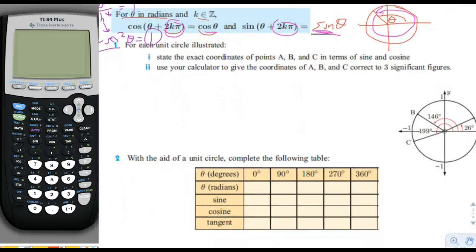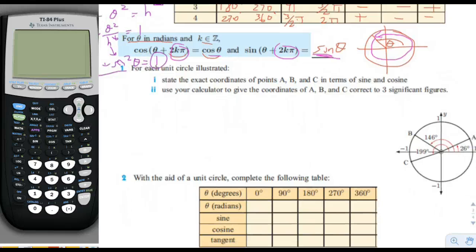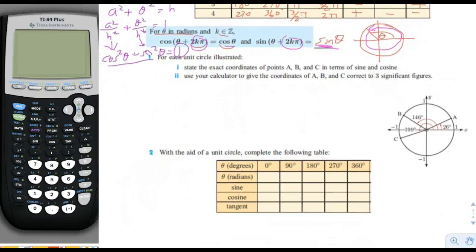For each unit circle illustrated, state the exact coordinates of the point A, B, and C in terms of sine and cosine. Use your calculator to give the coordinates of A, B, and C correct to 3 significant figures. Okay, so let's see. We have the unit circle drawn here. And A is 26 degrees is theta. B is 146 degrees. And C is 199 degrees. Okay? And then we're just going to use our calculator to find the coordinates.